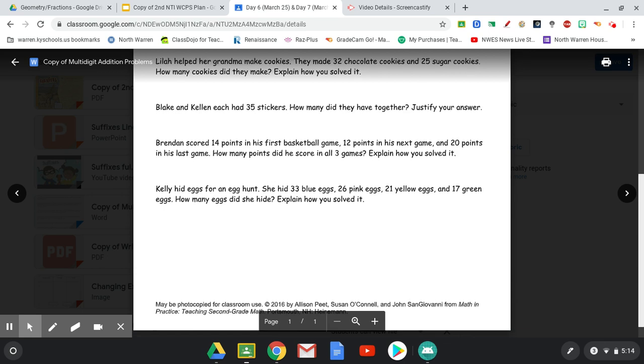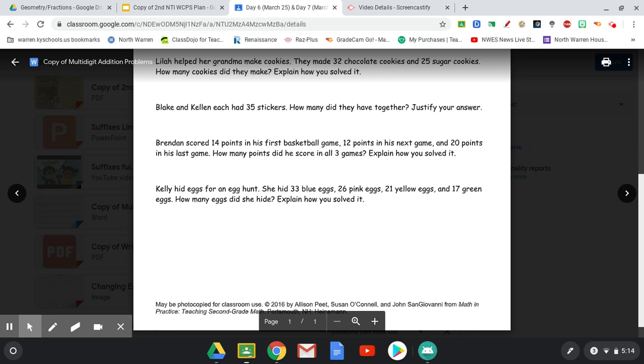Brendan scored 14 points on his first basketball game, 12 points in his next game, and 20 points in his last game. How many points did he score in all 3 games? So we're going to be adding 3 different 2-digit numbers, but we're going to not add them all at the same time. We're going to add 2 of them, and then we're going to add the 3rd number, okay?